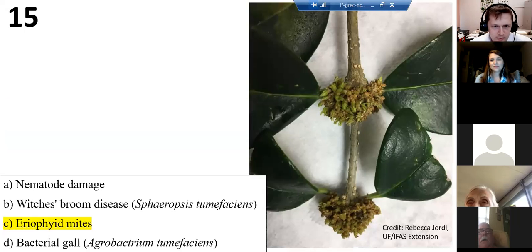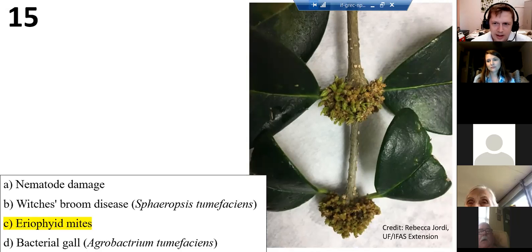Fifteen. Let's see. Most people put bacterial gall. That's a little surprising, because it does look like something like a gall that either a bacteria or a nematode could cause. But I think in this case, we would talk more about the experience of seeing symptoms like that. It's damage caused by eriophyid mites. The galls grow on woody parts of the plant, and they don't really look like foliage. They look really scabby. They look kind of tumorous.